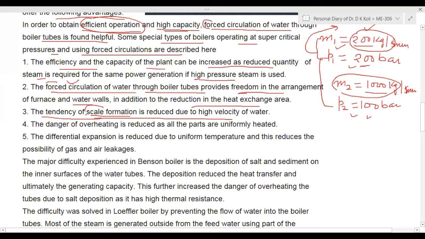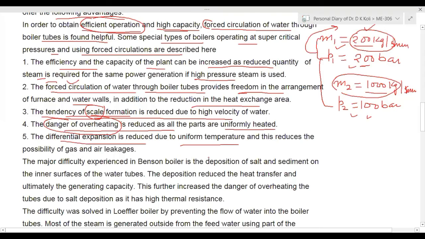So that is also reduced. The danger of overheating is also reduced because all the parts are uniformly heated, because the water is flowing continuously with high pressure, with force. Because of that, chances of overheating are reduced because a large quantity of water is being handled, so it will take the heat fast, and because of that, chances of overheating will be reduced. Also, the differential expansion is reduced due to uniform temperature.